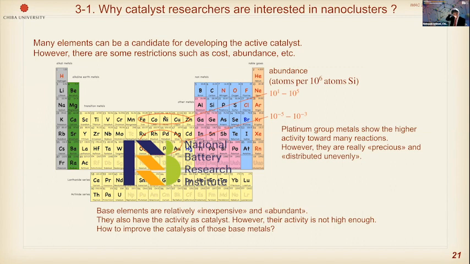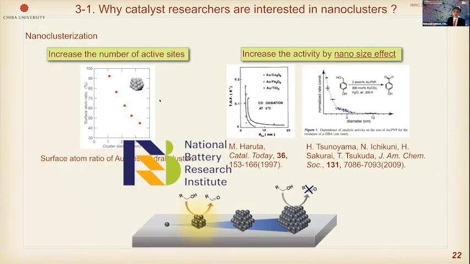So we try to get, and of course, iron, cobalt, nickel, copper have some activity as catalysts. However, the activity is not high enough compared to the platinum group metals. So we try to develop it. How to improve the catalysts of those kinds of base metals? One answer is nanocrystallization. What is nanocrystallization? That is a good point.